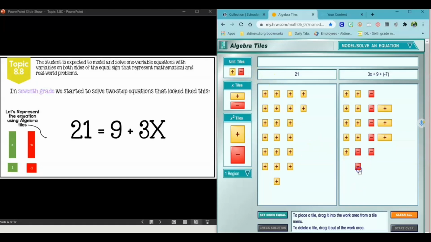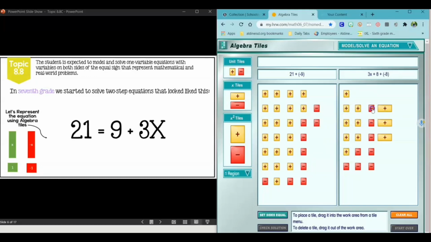6, 7, 8, 9. Okay, and again, it is an equation. It needs to remain balanced. Since I added 9 negatives here, I need to add those 9 negatives here. So I'm going to add those really quickly. All right. And 2 more. Okay, so now I can go ahead and create my 0 pairs since I've done it to both sides here.